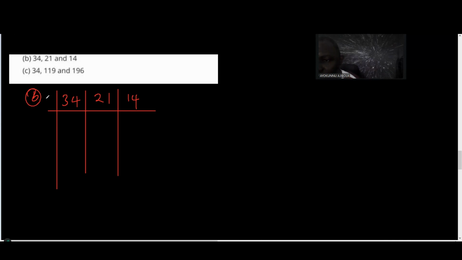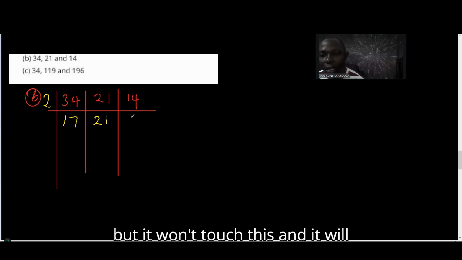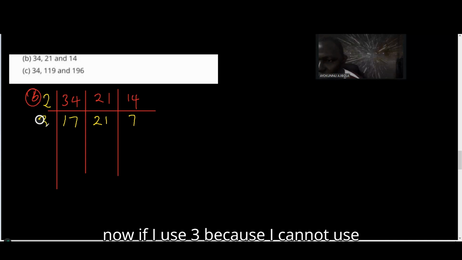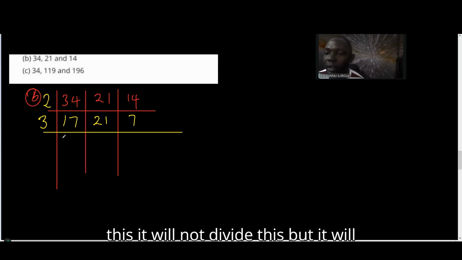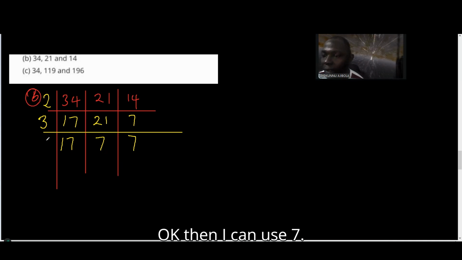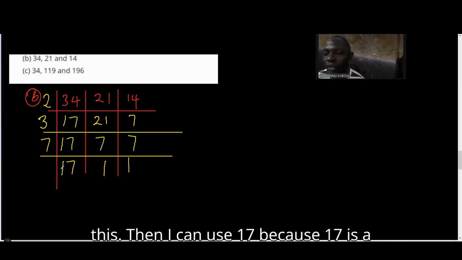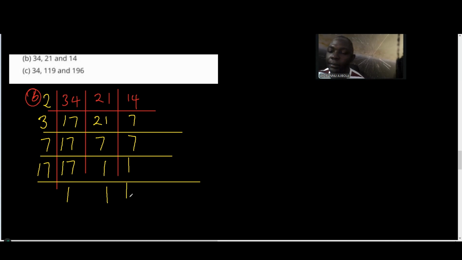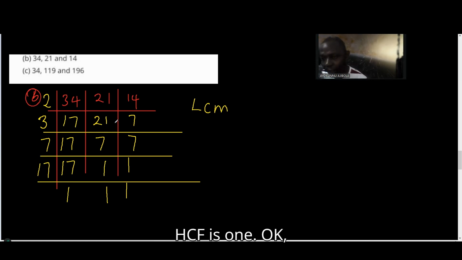If I decide to use 2, 2 will divide this, but it won't touch this, and it will divide this. Now, if I use 3, because I cannot use 2, no even number there, it will not divide this, but it will divide this, and it will not touch this. Then I can use 7. 7 will divide this, but it will not touch this. Then I can use 17 because 17 is a prime number. So it's only the LCM we can find, because the way I'm looking at it, the HCF is 1.